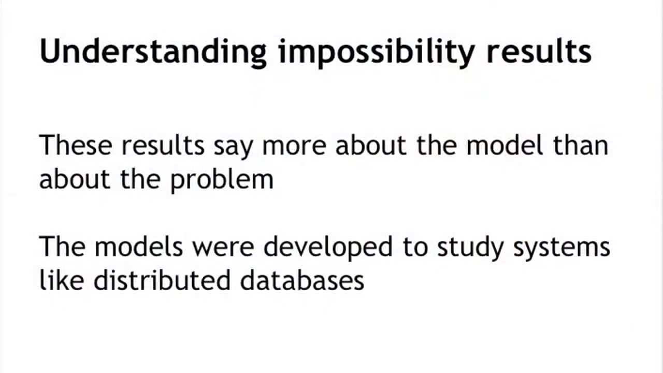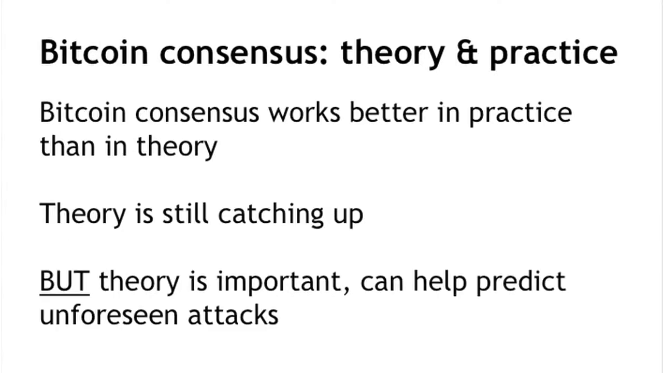But here's the interesting thing. These impossibility results were proved in a different model. They were intended to study distributed databases. And this model doesn't carry over that well to the setting that Bitcoin operates under. So what these results really tell us more about is the model rather than the problem, in fact. And what Bitcoin does is that it violates a lot of the assumptions that go into these models. And because of that, consensus in Bitcoin ironically works better in practice than in theory.